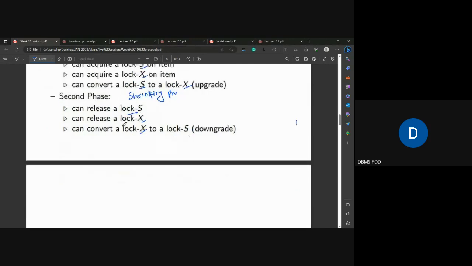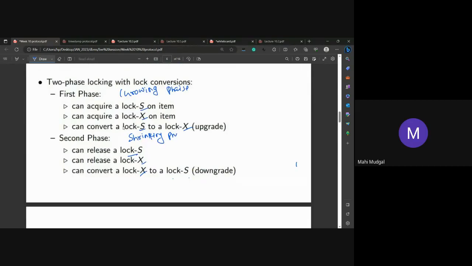For an exclusive lock, we can use it for writing and also for reading the data item. Right? Okay. So there is the two-phase locking protocol.